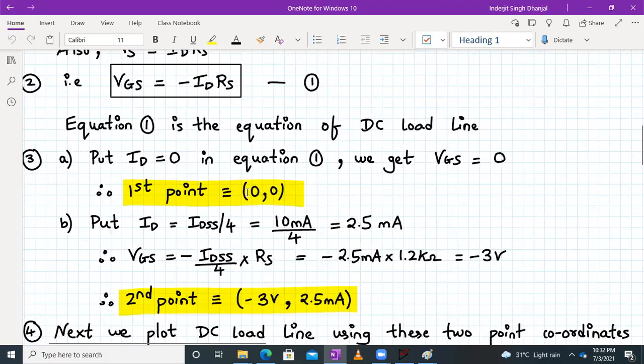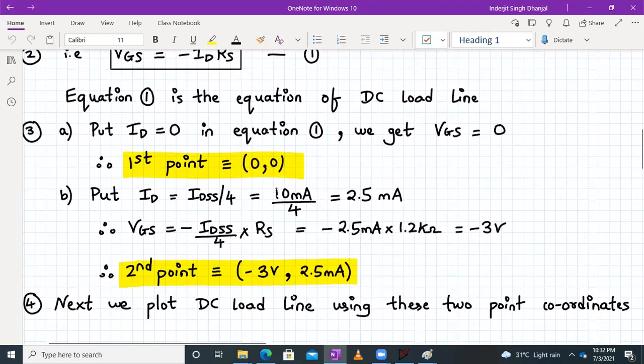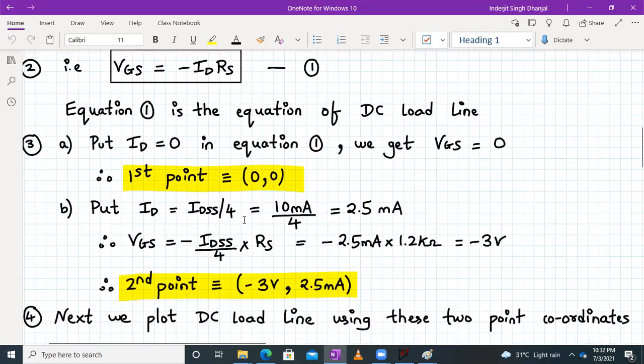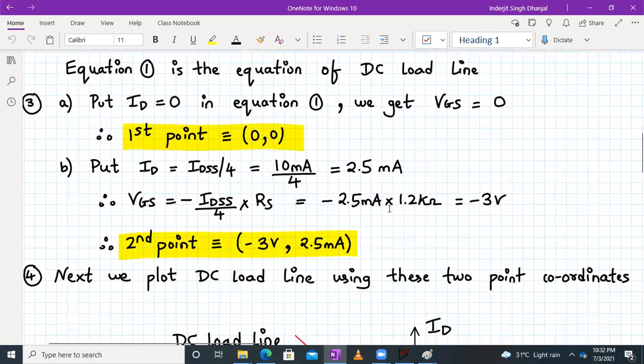So our first point will be (0, 0). And in the next case, we put ID equal to IDSS by 4, that is 10 milliampere by 4, which will give ID as 2.5 milliamperes. So VGS will be minus ID RS, so it will be minus 2.5 into 1.2 kilo ohms, which will be -3. Okay, so our second point will be (-3, 2.5 milliamperes). Now we have 2 points.